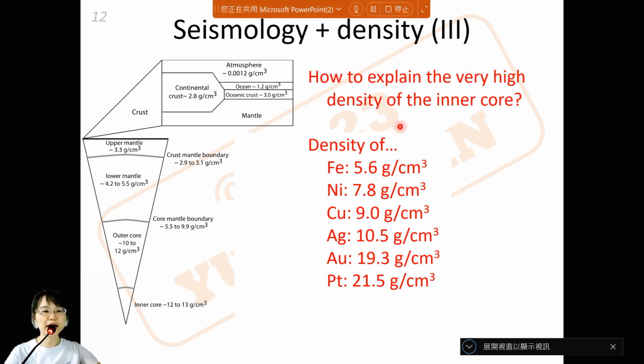How to explain the very high density of the inner core? Below are the density values of different metals. You all know that the core is made of metal, mostly iron and some nickel. These are the densities of iron, nickel, and we also have copper, silver, gold, platinum. This is the density of the core. It's from 10 to 13. These values are derived from the seismic wave propagation velocity. Does it mean that the interior of the core is made of something like silver and gold?